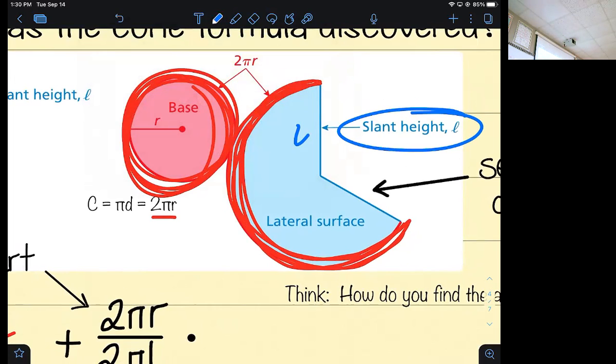This is the top of your cone. You're looking straight down on it. This part of the cone meets up with this red circle here. This right here, what was the slant height of the cone, is actually the radius of this sector circle.